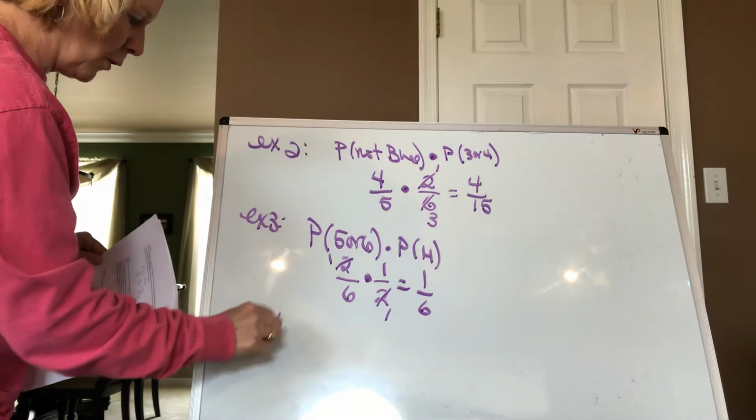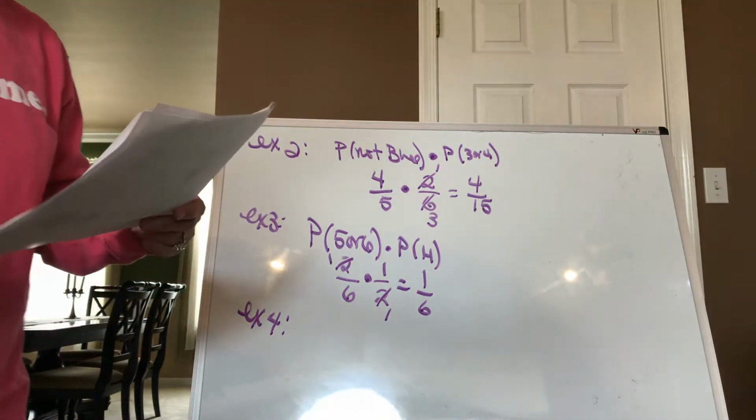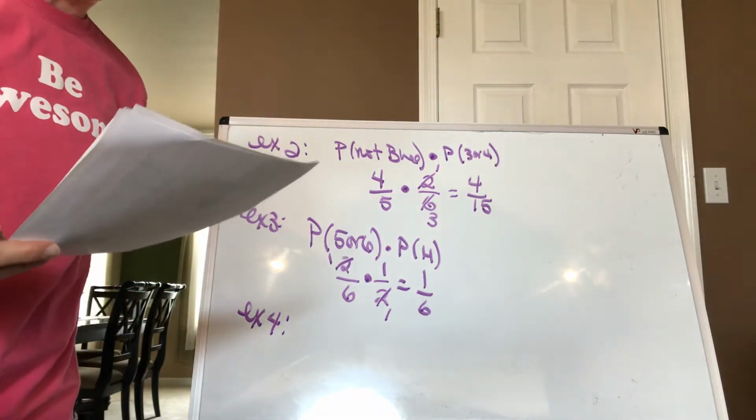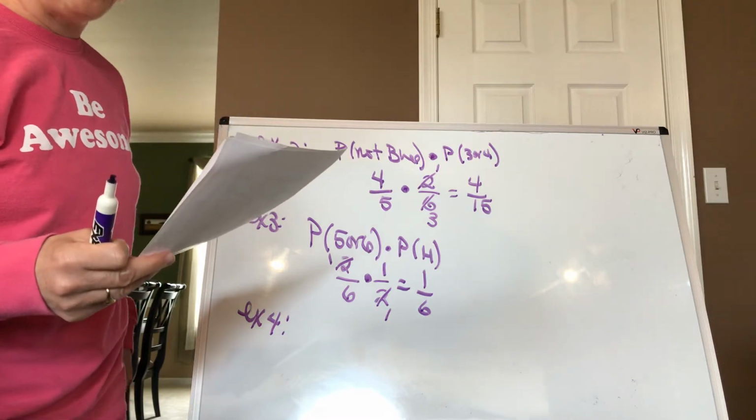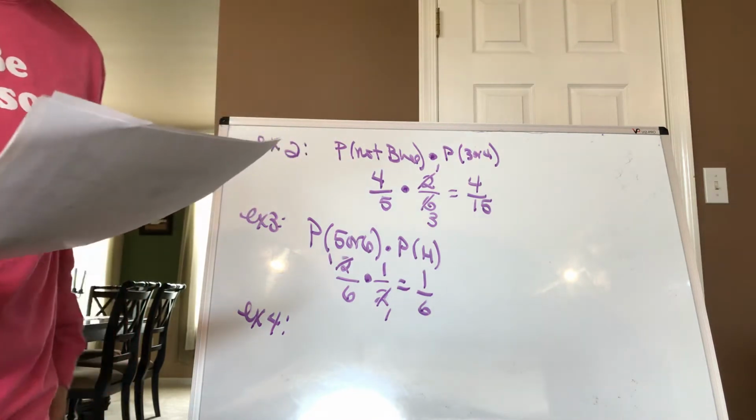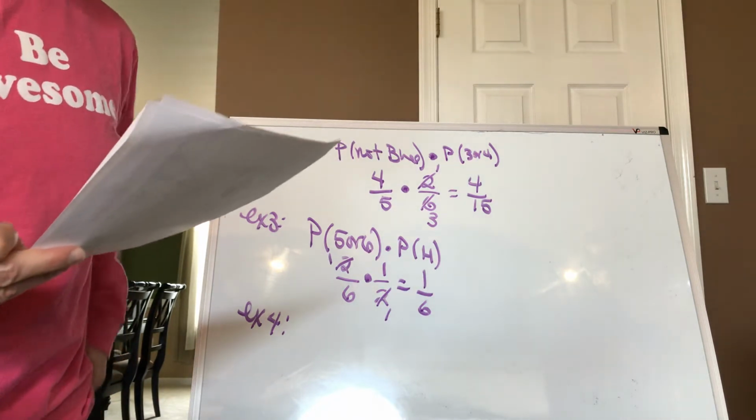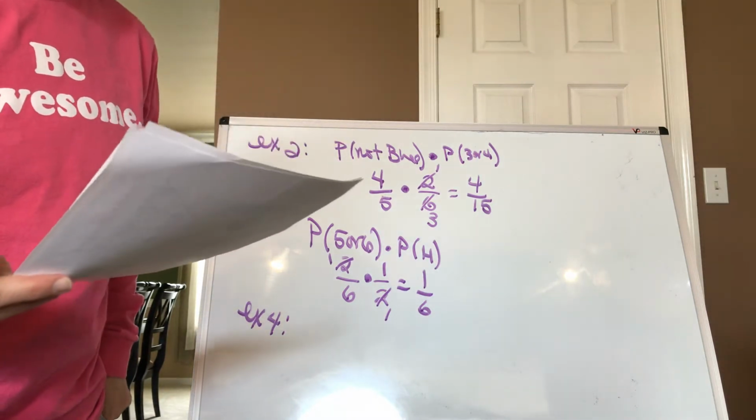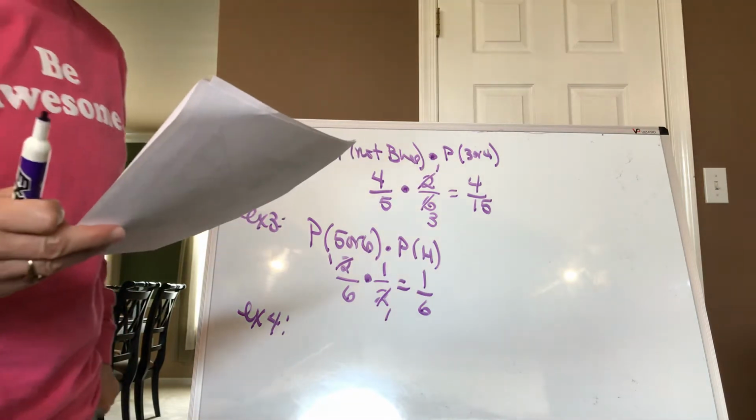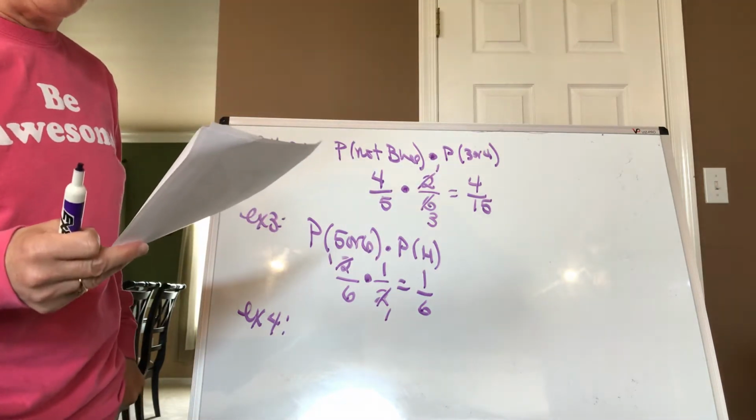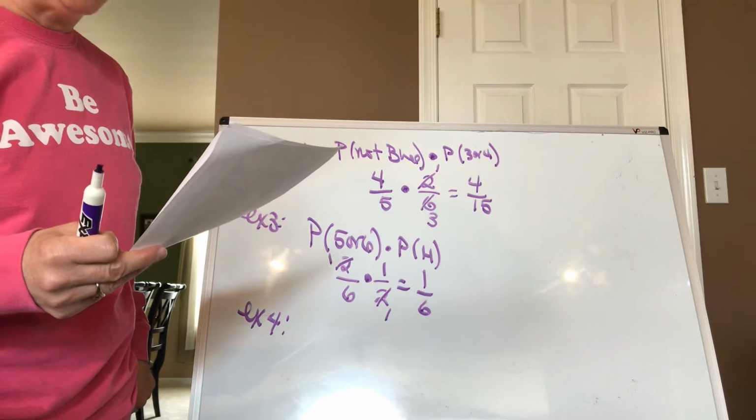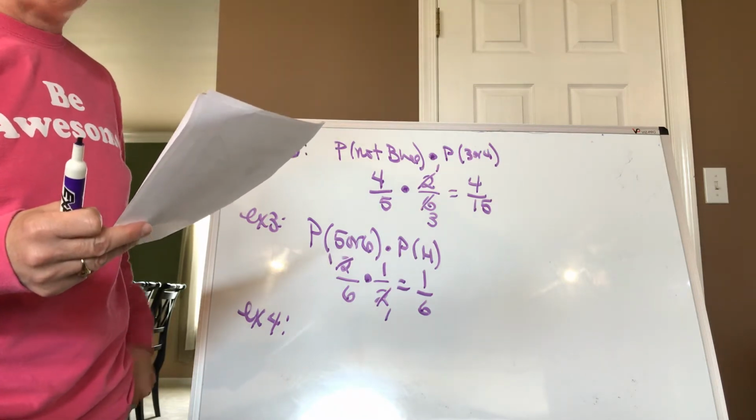Example 4. It says, there are 4 oranges, 7 pears, and 5 apples in a fruit basket. Iggy selects a piece of fruit at random and then returns it to the basket. First of all, I wouldn't do that, but whatever. We're just doing a math problem. And then Terrence selects a piece of fruit at random. Find the probability that 2 apples are chosen.